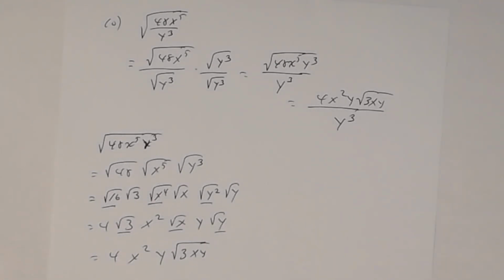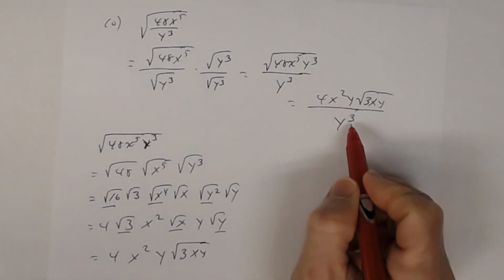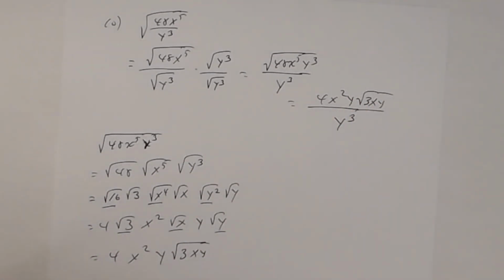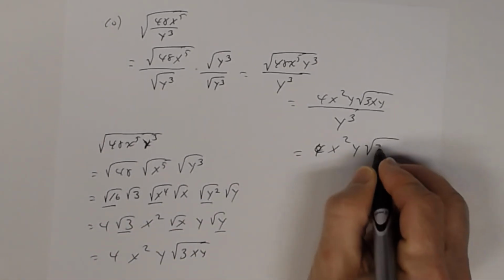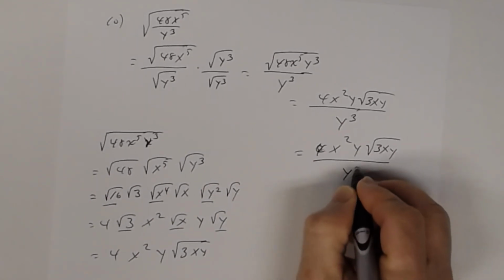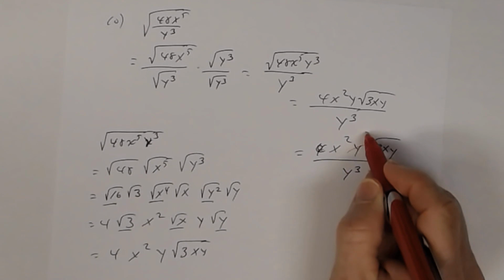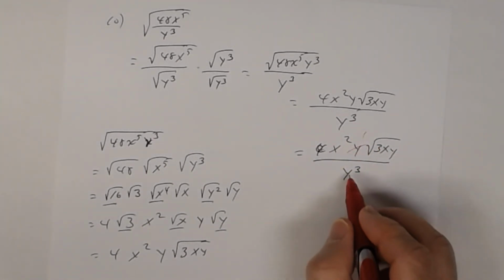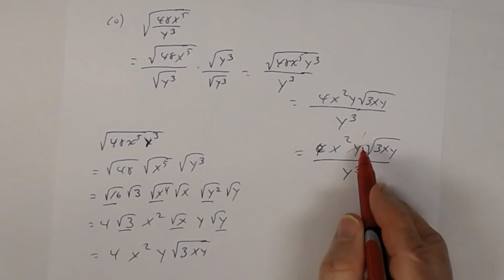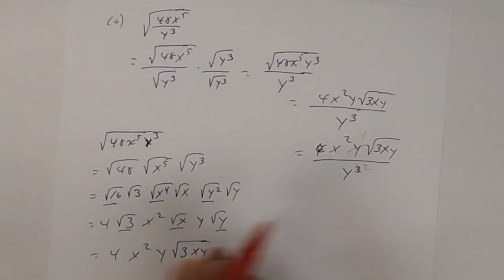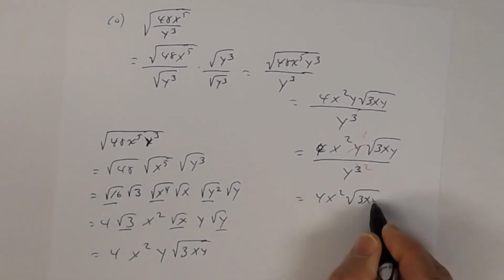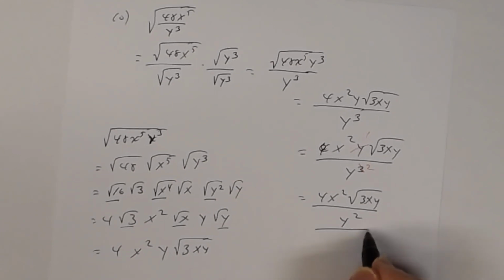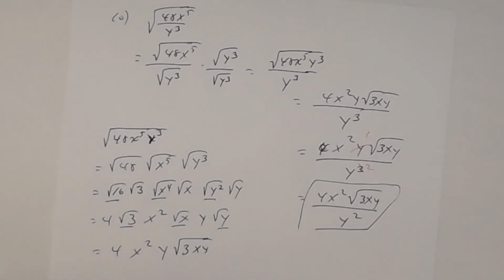Now, remember, I have a factor of y here and here, right? So let me go ahead and rewrite this so I can write on it. So 4x squared y, square root of 3xy, divided by y cubed. So this factor will reduce with itself, so I'm going to divide both by y, right? And so I had 3 here, so now I have 2 left. And so I get 4x squared, square root of 3xy, divided by y squared. And that's it. So same answer, different approach.